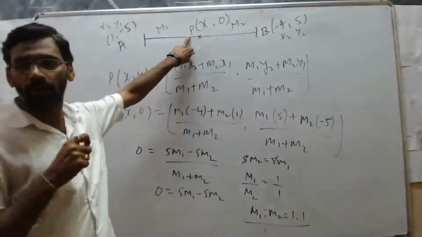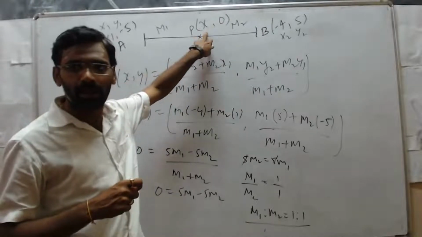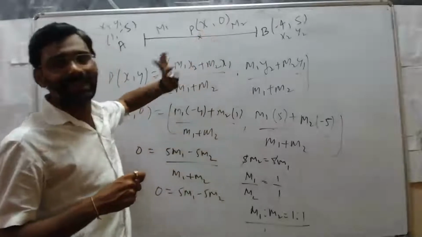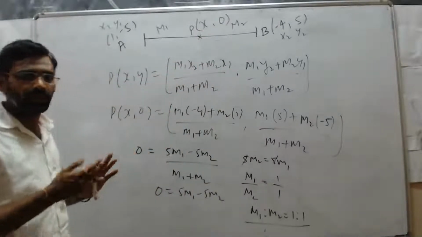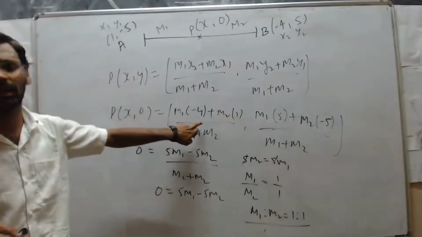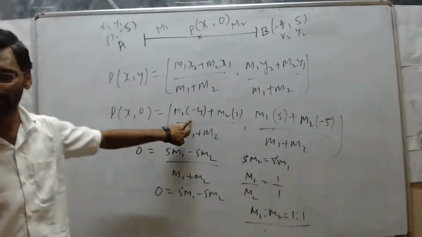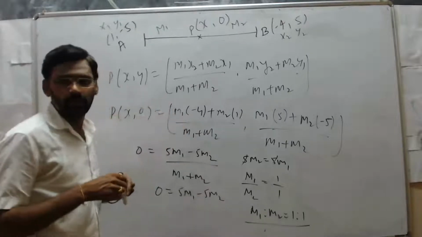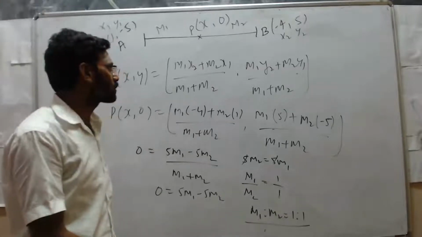It means we have to find the coordinates of P. P coordinates are x comma 0, which means the y-axis value is 0. Then what is the value of the x-axis value? We have to find it. Now this is the ratio. How can we find it? With the help of x equal to this one, we have to consider x equal to this one. m1 to m2 is nothing but 1 divided by 1, therefore the ratio is 1 raised to 1.